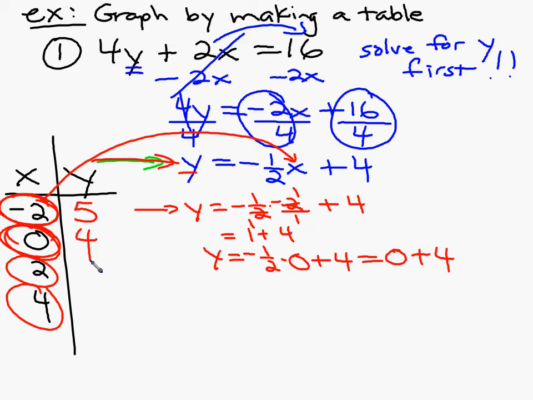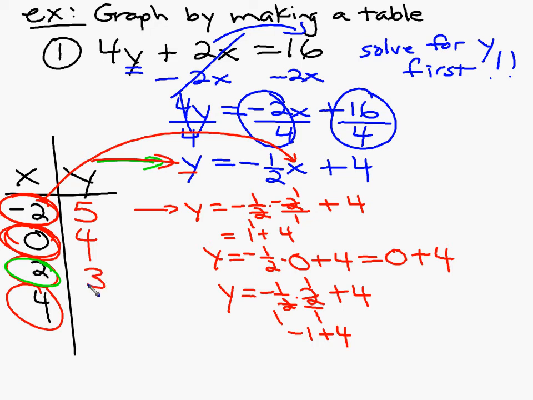Now we're going to use the 2. So we're going to put the 2 in. Y equals negative 1/2 times positive 2 plus 4. So I put that 2 over 1. I factor again. But this time it's going to be negative 1 plus 4. So that one's going to be 3.